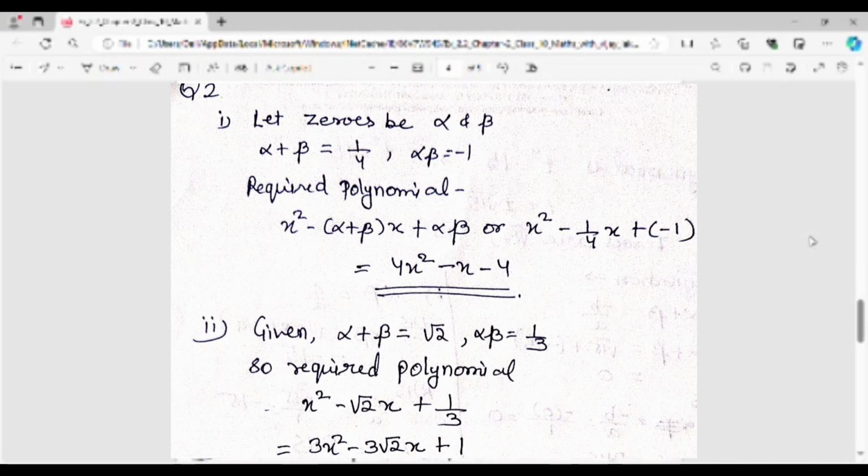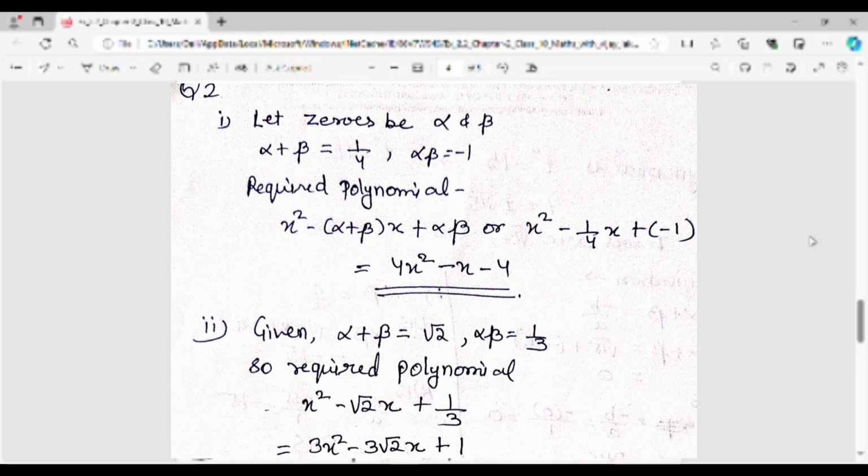Second question is, find a quadratic polynomial each with the given number as sum and product of its zeros respectively. In this question, we are given two numbers in each part which are sum of zeros and product of zeros. Zeros are not given in this. So our general equation is x square minus sum of zeros into x plus product of zeros. We will use this relation to solve this question.